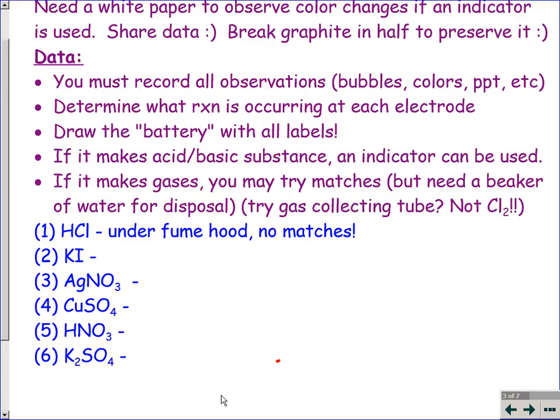All right, if you have finished yours and you want to leave your battery set up and not in solution, you can go talk to another group and see what happened in there. Like right now. You need to draw yourself.